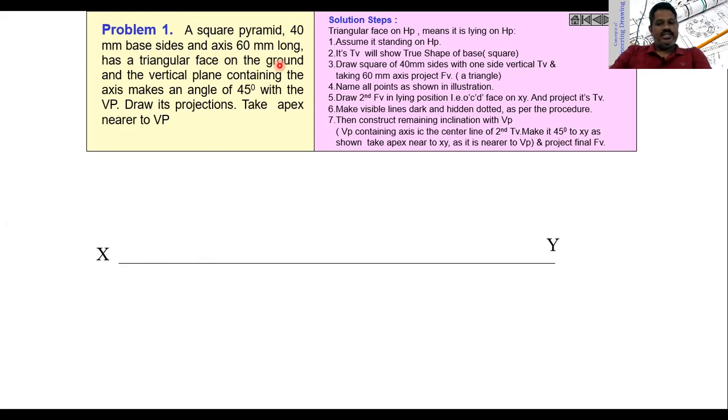That means on the HP. Now we have to assume that the first step is that we have to draw the projections of the square pyramid when it is lying on HP. This is the first step.